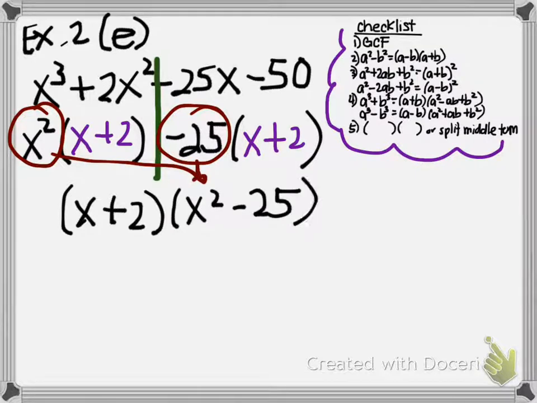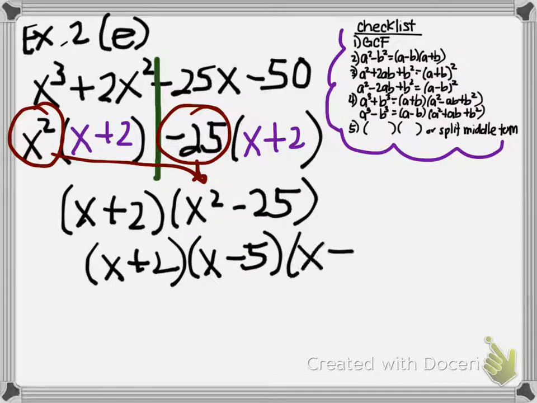Looking at this particular pattern, this models the difference of two squares, which is rule number 2 in this checklist. So this can be rewritten as x minus 5 times x plus 5. And again, these are all completely factored, so this would be your final answer.